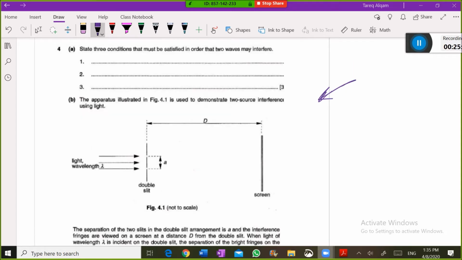Okay, let's come to the past paper questions. State three conditions that must be satisfied in order that two waves may interfere. So in order to have interference, the first thing is that these waves must meet or overlap, right? Must meet or what? Overlap in order for interference to take place.